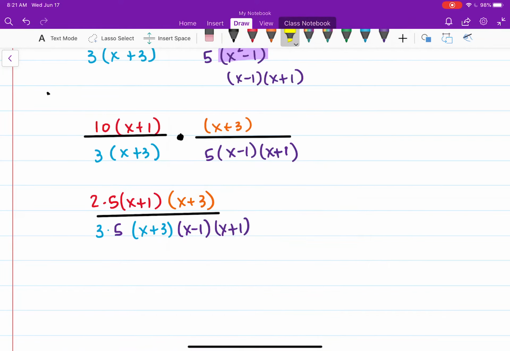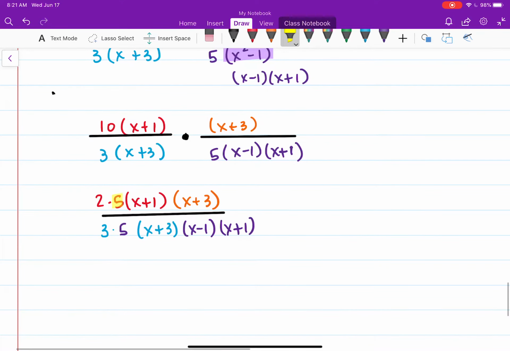So let's take a look. Is there anything in common on the top and the bottom? So usually I'll just go through the top. I'll go the 2, the 5, the x plus 1, then the x plus 3. Once I go through the top, then I'm done, okay? So is there 2 in common on the bottom? No. Is there 5? Yes. This 5 and this 5 is in common, so they go away. Is there x plus 1? There is x plus 1. Is there x plus 3 on the bottom? Yes, there is an x plus 3. Awesome. So all of those canceled out.